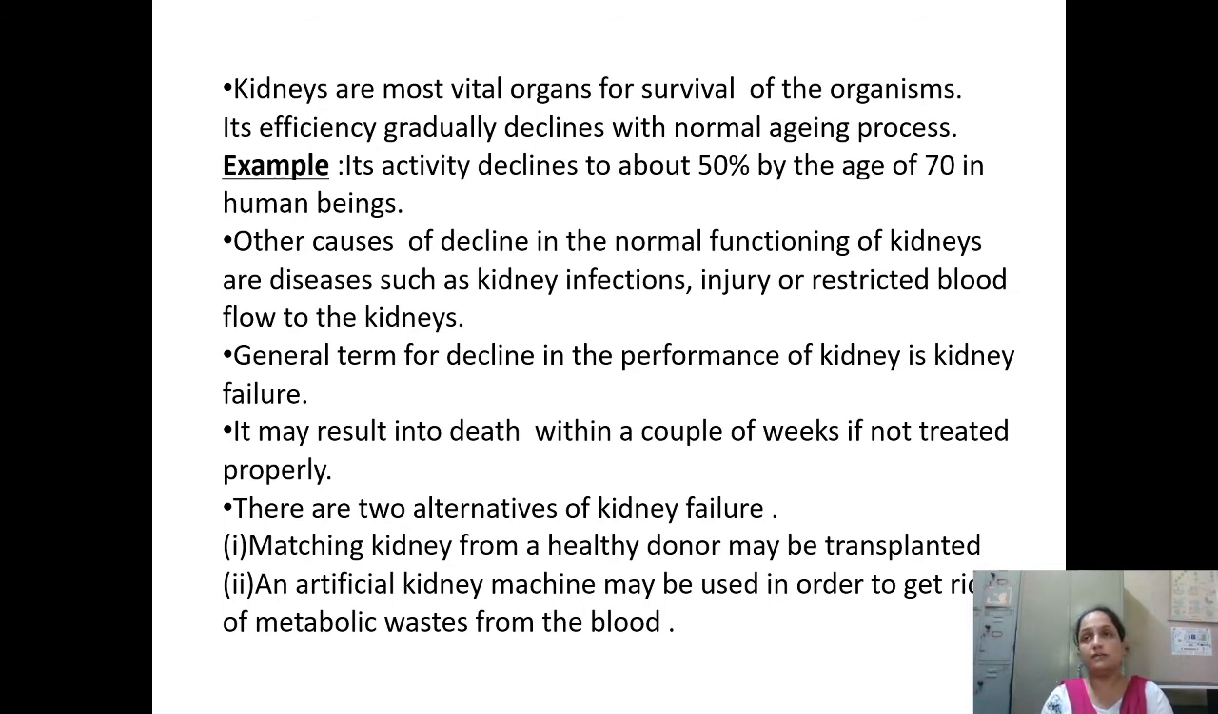There are two alternatives. Either the person can go for a kidney transplant. For a kidney transplant, the person requires a donor. Someone is going to donate and someone is going to receive; the person who receives is known as the receiver, and the person who donates is termed the donor. The next option is an artificial kidney machine.